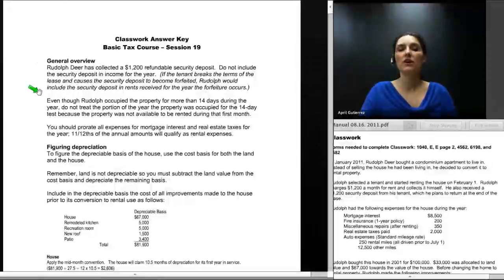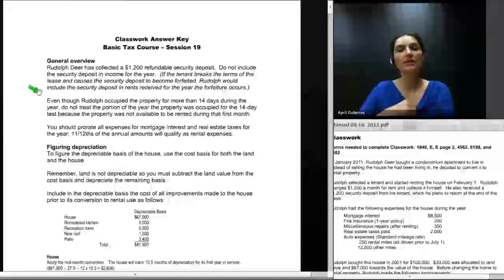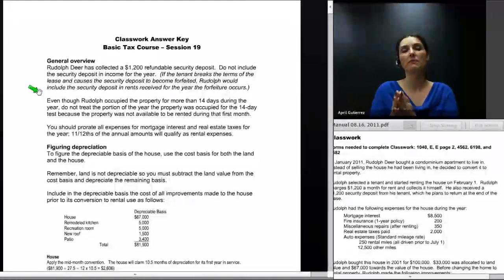Now, even though Rudolph occupied the property for more than 14 days during the year, he is not going to treat any portion of the time he lived in the property as a day of personal use. The day of personal use rule is really referring to a property that is a rental property, which is being used for personal purposes while it is being held for rent. And in Rudolph's case, it was his personal residence. He converted it to rental, and from the point he converted it to rental, there was no personal use. So we're going to say that there are 0 days of personal use in the property.